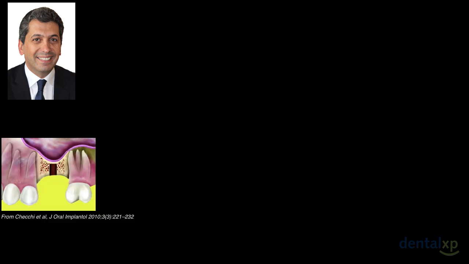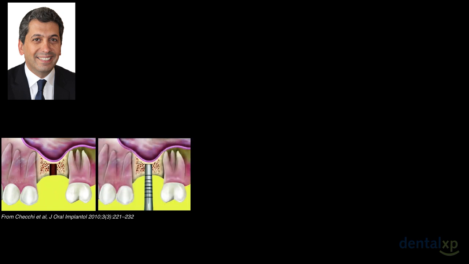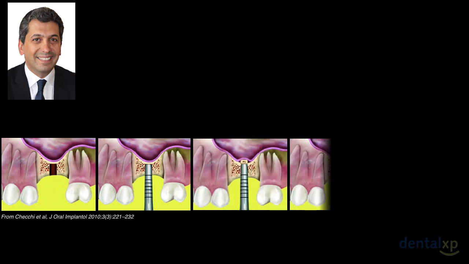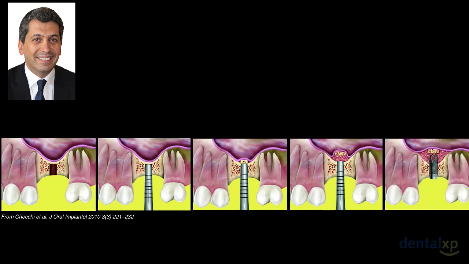It consists of drilling until we reach the floor of the sinus. Then, by the use of an osteotome and some tapping, you can break this floor of the sinus, add some graft, and tap the graft until you elevate the membrane and place your implant.